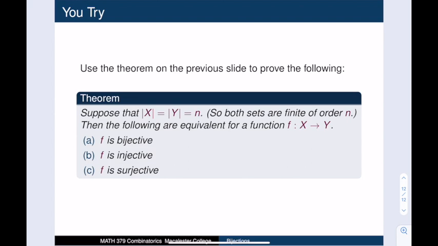This brings us to the you-try question for this video. Let's suppose that we start off with two sets, x and y, that we know are the same size. They both contain n elements. I want you to prove that in this special case, when the size of x equals the size of y, that if f is injective, then it must also be surjective, and vice versa. You could prove this result using the theorem on the previous slide. Good luck and have fun.